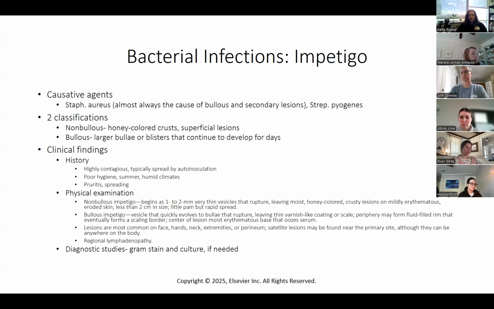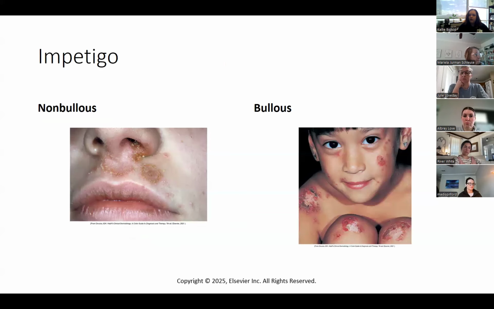But it can also be from poor hygiene, especially if it keeps spreading through a family over and over. Summer, humid climates, but it's very itchy and it spreads. These descriptions, you've had that at the beginning of the semester. They can have regional lymphadenopathy, not always, but they can.